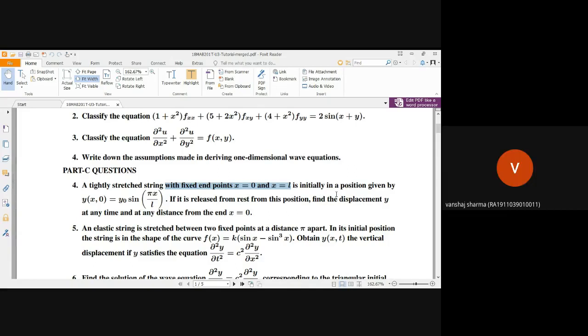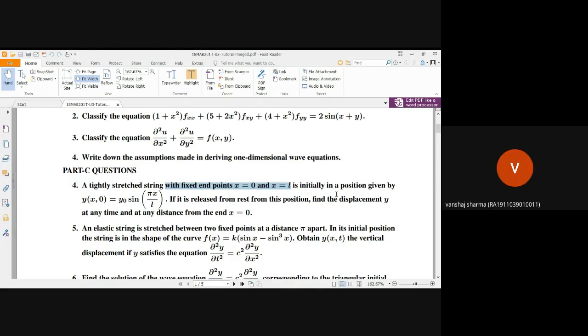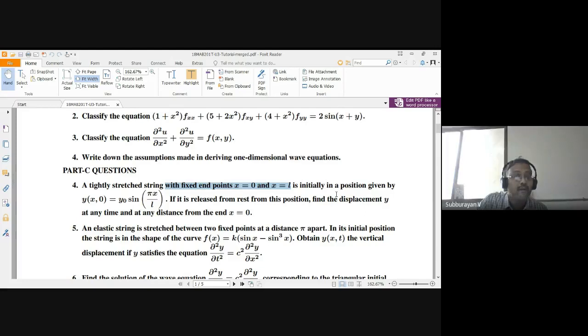The initial displacement: y of x comma 0 is equal to y naught sine pi x divided by L. Y naught into sine pi x divided by L. Okay, very good. Fine.